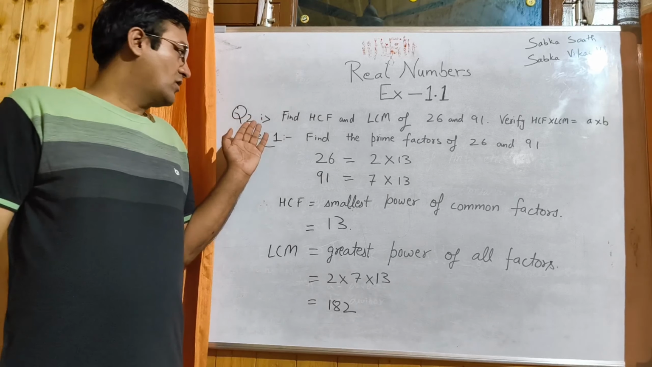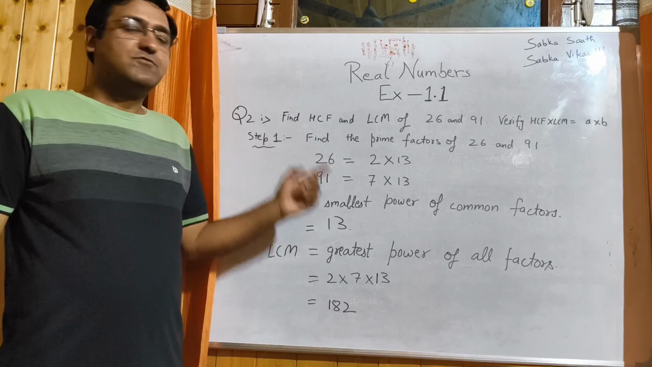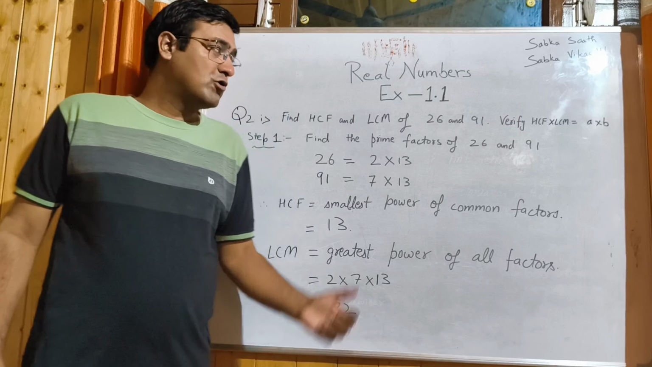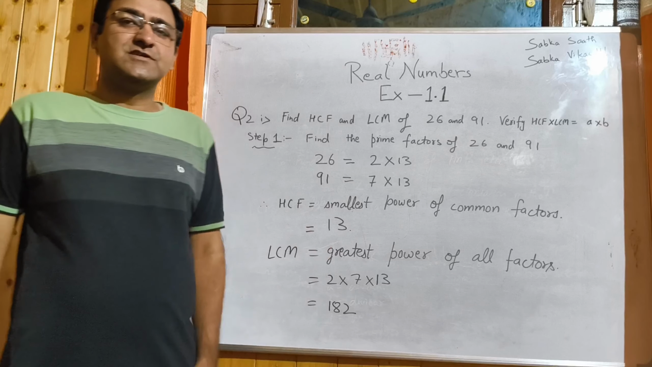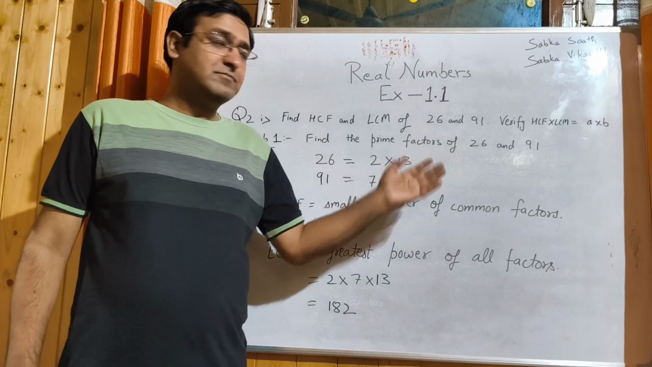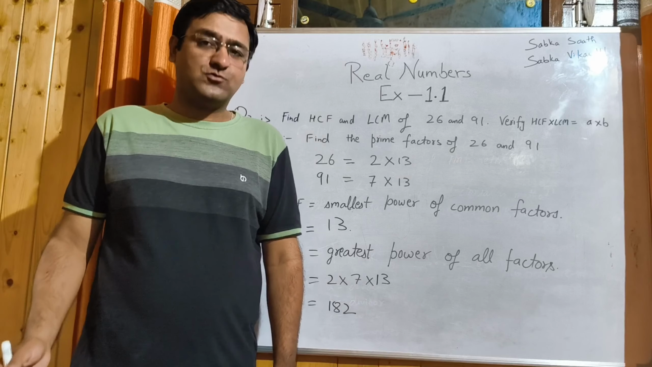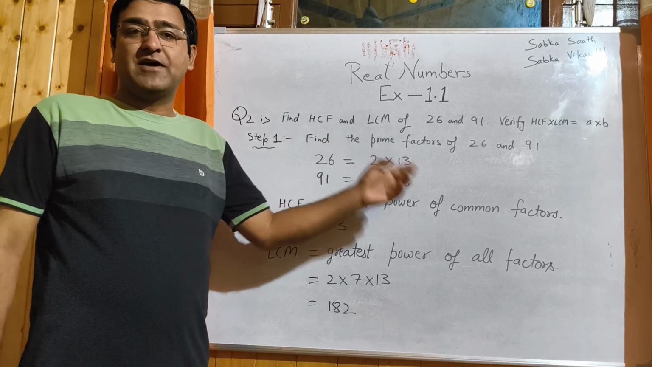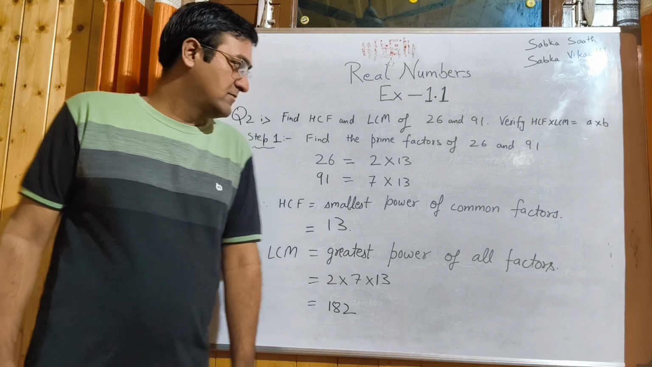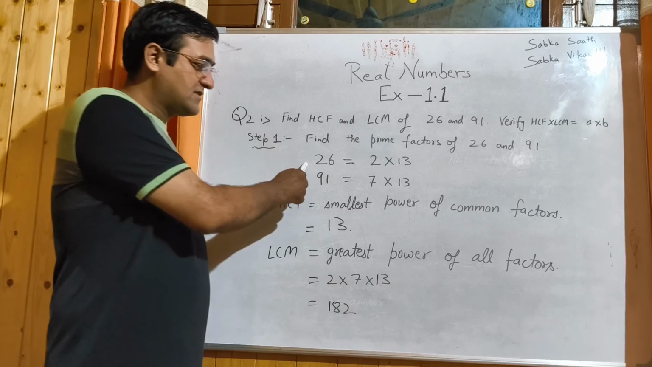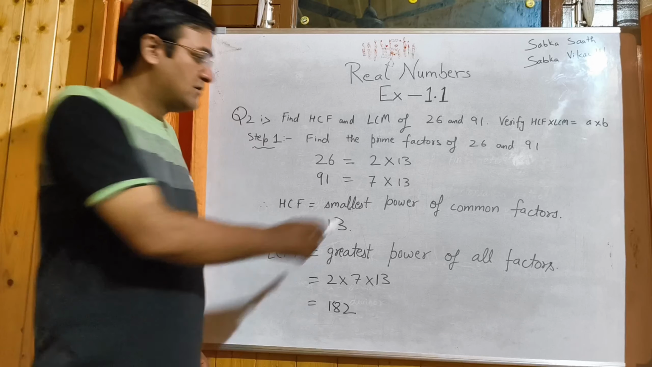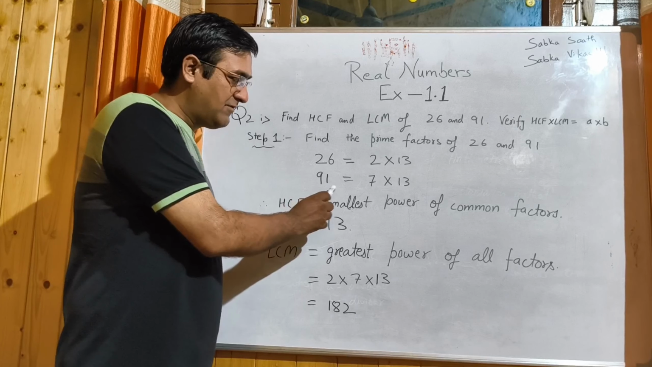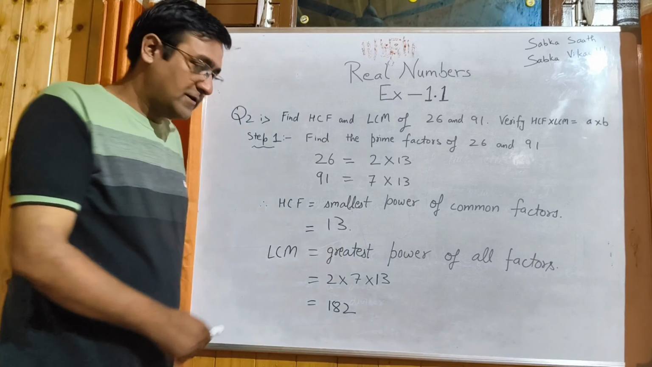So second question, first part is find HCF and LCM of 26 and 91 and also verify the relationship, which is HCF into LCM equals to product of two numbers. So step 1 would be to find the prime factors of 26 and 91. So we'll start with 26. So prime factors of 26 are 2 into 13. Similarly, prime factors of 91 are 7 into 13.